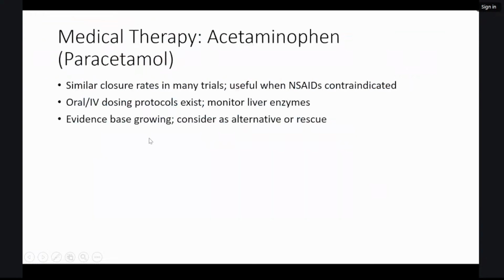preterm infants. Medical therapy, again acetaminophen, that is paracetamol: similar closure in many trials, useful when NSAIDs are contraindicated, oral or IV dosing, protocol access, and the evidence base is growing. Consider it an alternative or rescue therapy whenever the previous treatment fails.